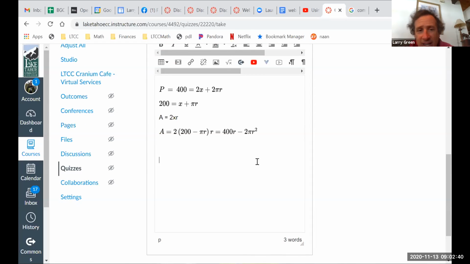So I want to stop for a second. Any questions on getting to this point? Because I think this is the hard part, getting to this point. We haven't done any calculus yet. Calculus is really easy, I think.